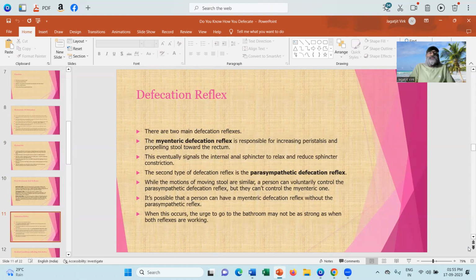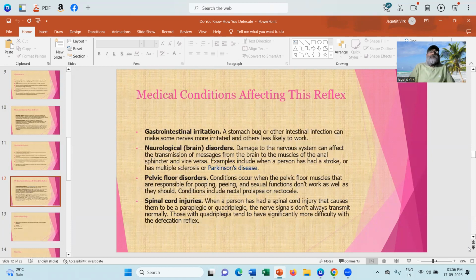While the motions of moving stool are similar, a person can voluntarily control the parasympathetic defecation reflex, but they can't control the myenteric one. It's possible that a person can have a myenteric defecation reflex without the parasympathetic reflex. When this occurs, the urge to go to the bathroom may not be as strong as when both reflexes are working. Medical conditions affecting this reflex.